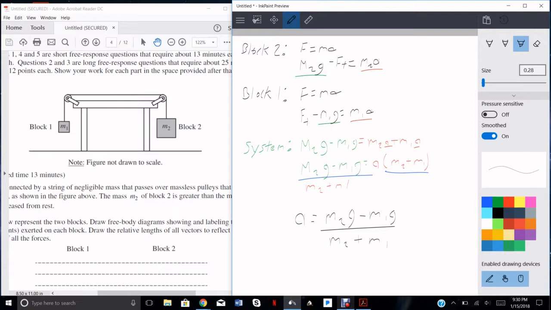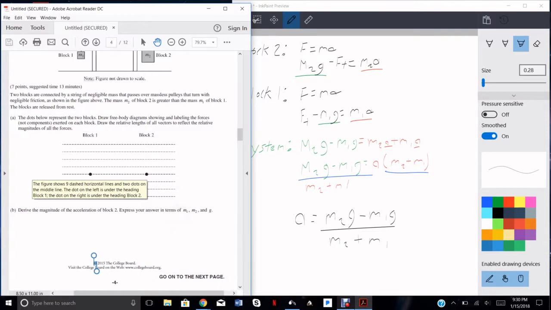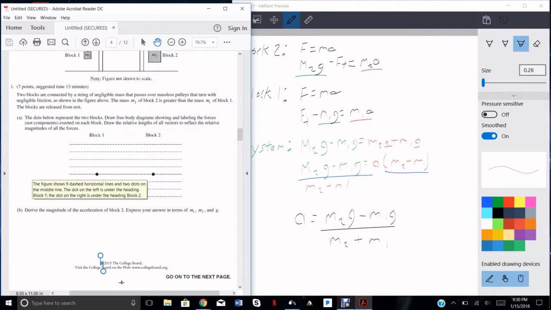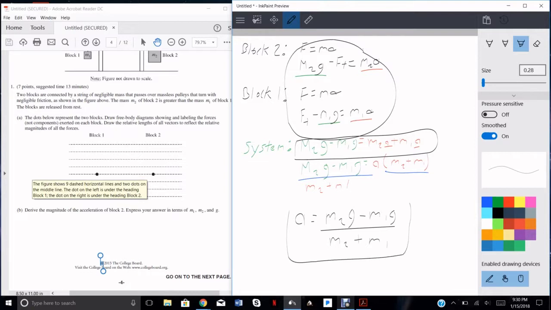You can check your answer to make sure that it is correct, or that it doesn't have any wrong pieces, by rereading the question. The question states to express your answer in terms of mass 1, mass 2, and gravity. Our answer has no tension in it, as we got rid of tension during this step of the equation, where we simplified the two different blocks into this final result. After simplifying the equation further, we came to the final result that acceleration is equal to mass 2 times gravity minus mass 1 times gravity over m2 plus m1.